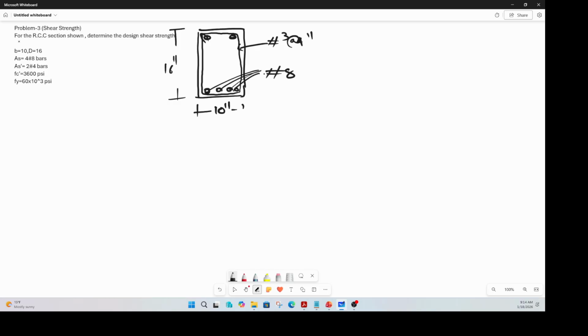The problem statement: RCC section is shown here. Determine the design shear strength. When they say design, you take your nominal shear strength and then multiply it with the strength reduction factor, and that is the value that you use in your design, the value you design your beam for. So breadth is given, depth is given, area of steel is given, area of compression steel is given, f'c and fy are given.